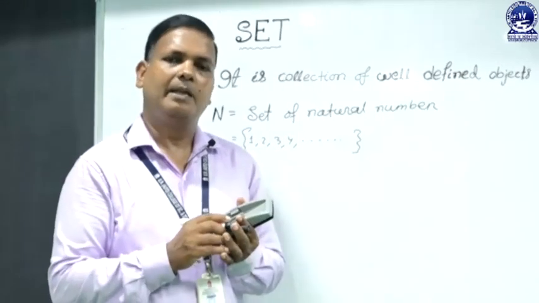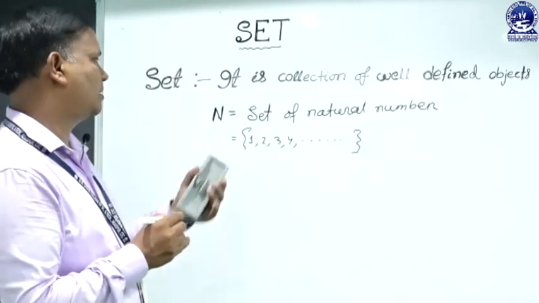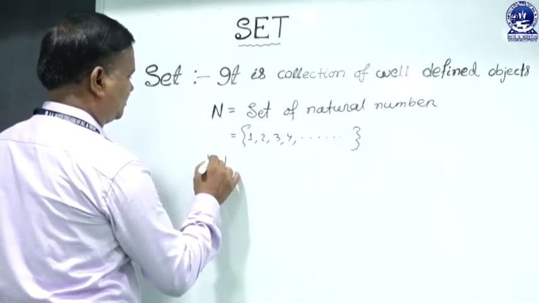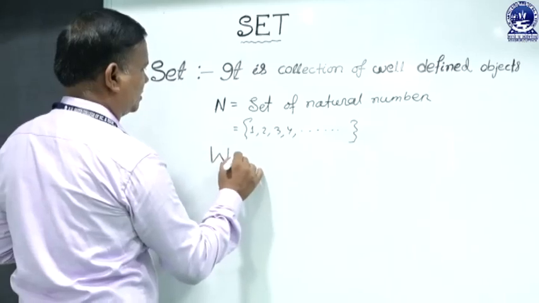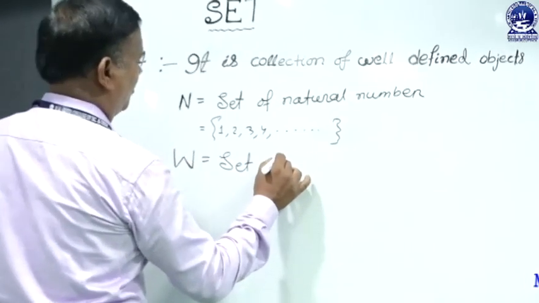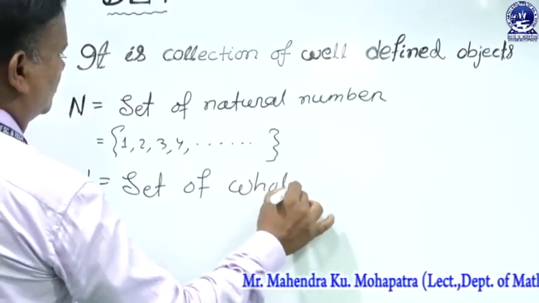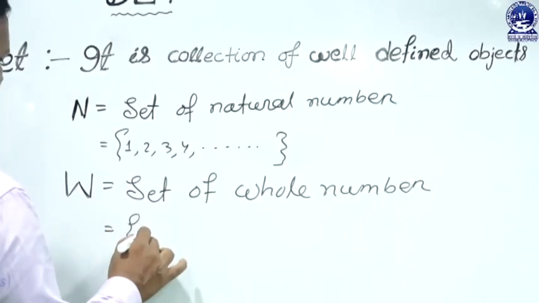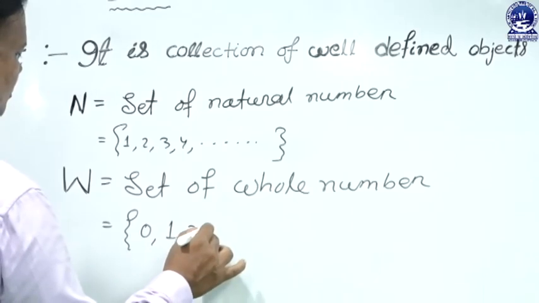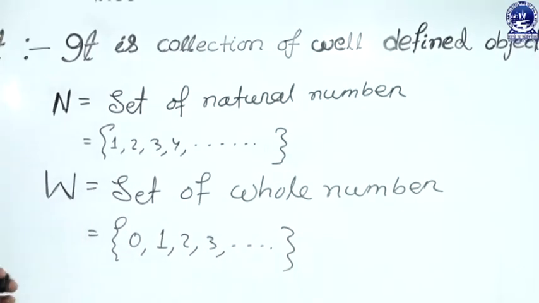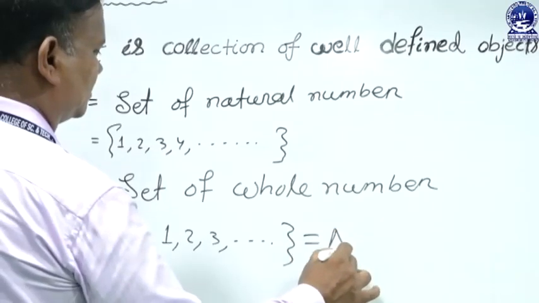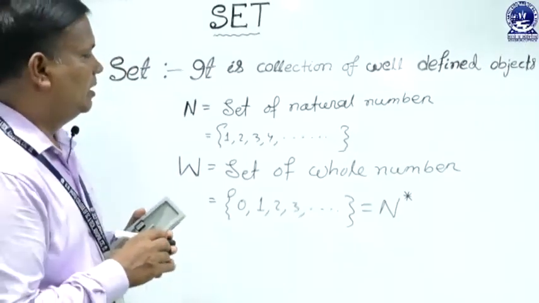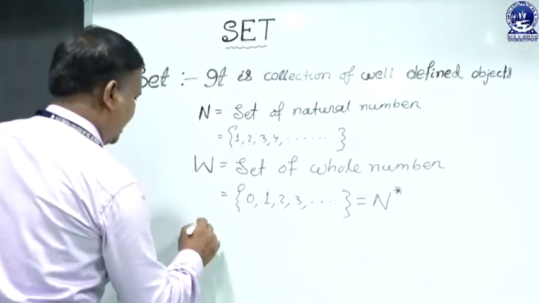Any set can be represented by the capital letters of the English alphabet. So that is another set, that is W, the set of whole numbers. So what is a whole number? The natural numbers with 0: 0, 1, 2, 3. Some authors also represent it as N star. So these are sets.